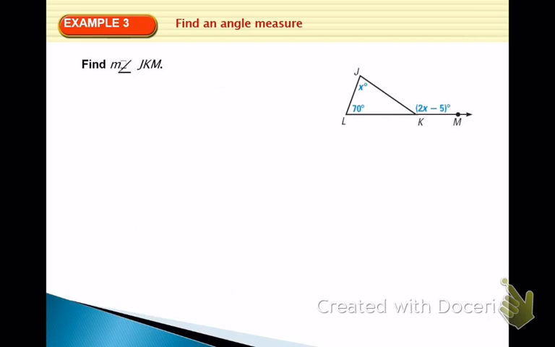And one use of that could be something like this. If I have a diagram like this and I want to find the measure of angle JKM. Well, angle JKM is here. It's an exterior angle. And if you go back to your theorems, there's the exterior angle theorem, which says that the exterior angle is equal to adding up the two angles that are away from it. So what we want to do here is take 2x minus 5.